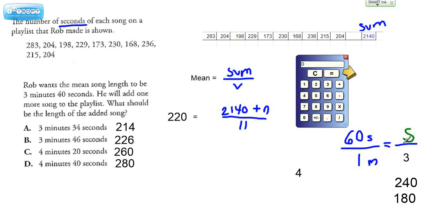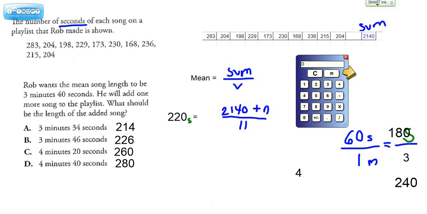Now remember, there's 60 seconds for every 1 minute, so we need to figure out what it is for 3. So if we were to solve for S, we would end up getting 180. So we have to add the 180 seconds that we got for the 3 minutes to the 40 seconds, and that's how we get this number right here. This is 220 seconds. So I'm just going to put a little S on there so we know that that's all in seconds. And so are these.